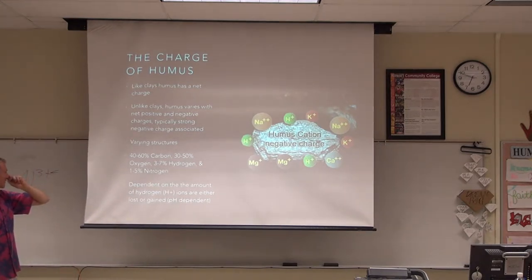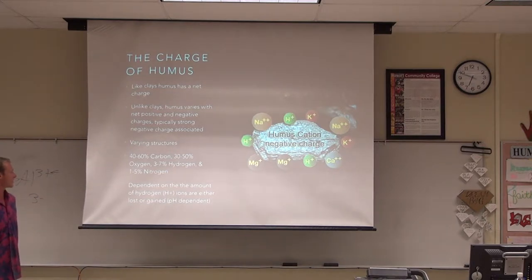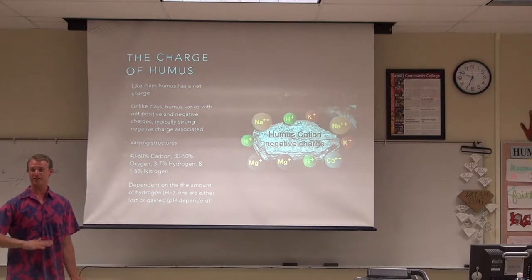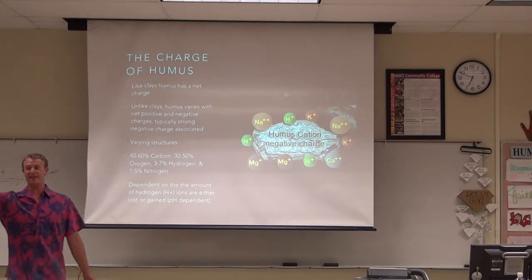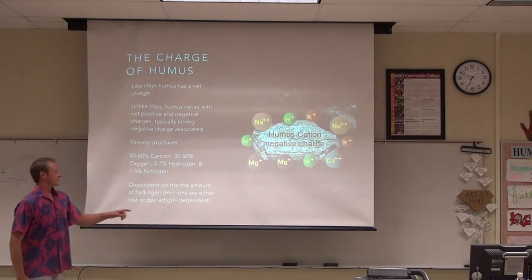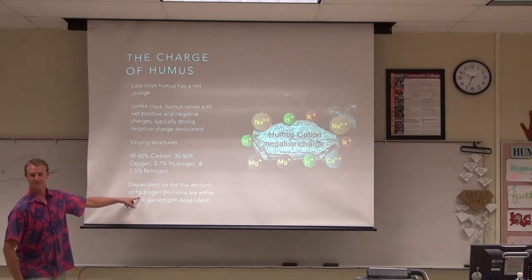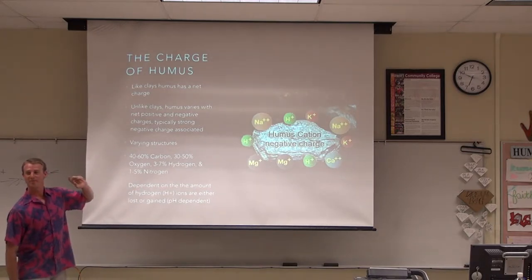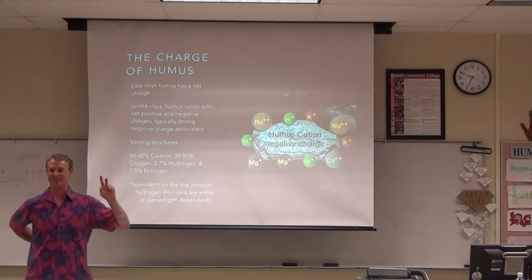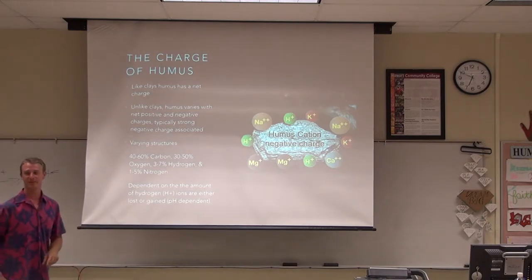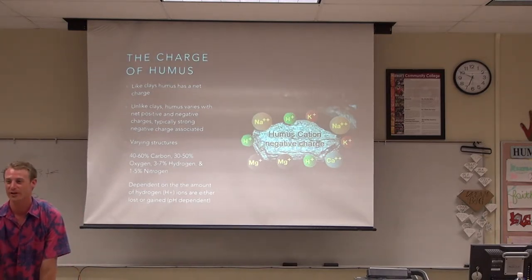Depending on the amount of hydrogen ions that are either lost or gained, it's very pH dependent. So you can change the charge of a humus molecule if the pH is changed enough. And we'll get to that when you do pH. So, change the charge by changing the pH. And I'll explain how that happens. Enough positive charges on the outside of a negatively charged molecule, enough hydrogens can change it over. The hydrogens will have a stronger charge than the actual polar.